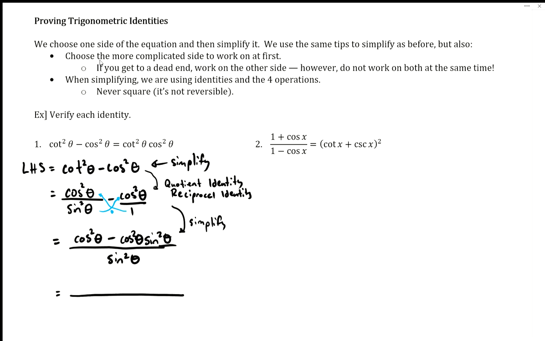We're looking at our numerator. There's nothing to combine. However, these two terms each have a cosine squared of theta in common, so we're going to factor that out. That means we'll be left with, in parentheses, if we took cosine squared theta out, a 1 minus, and then we took cosine squared of theta out, so we're left with sine squared of theta. And then it's still over sine squared of theta. From this step to this step, we factored.